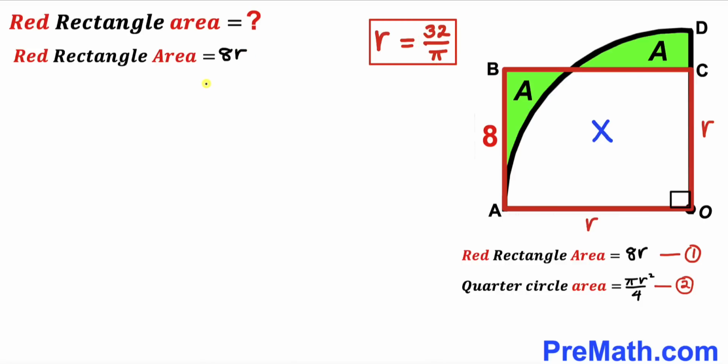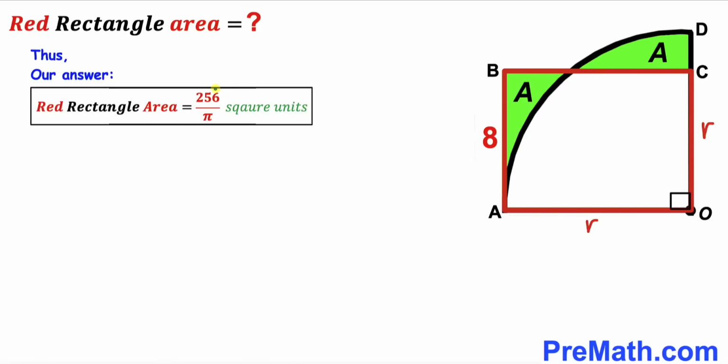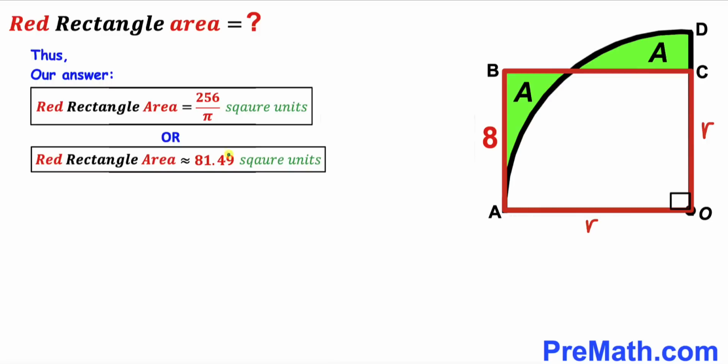Therefore our red rectangle area is going to be 8 times our radius r value, 32 divided by pi. If we simplify, that gives us 256 divided by pi square units. So the red rectangle area turns out to be 256 divided by pi square units, which is approximately equal to 81.49 square units as well. And that's our final answer.